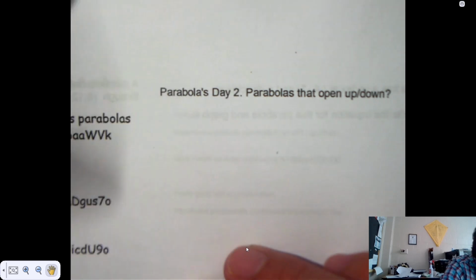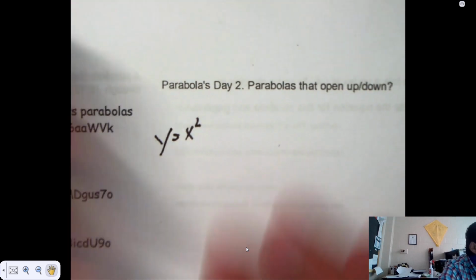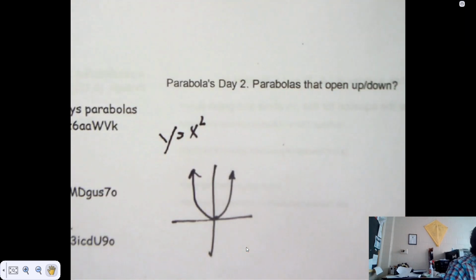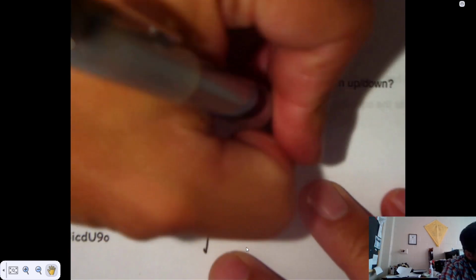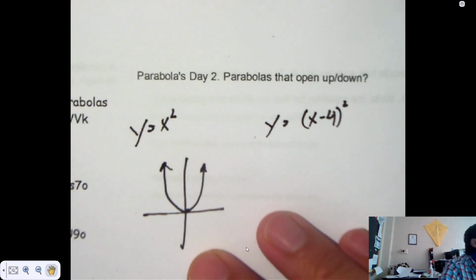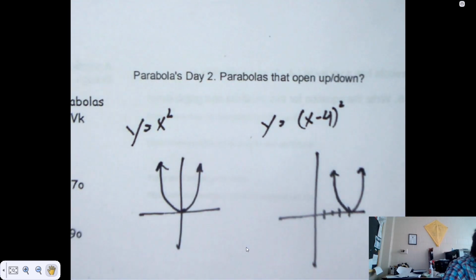This is day 2, parabolas that open up. When you were in Algebra 2, you did stuff like this, y equals x squared. I hope you remember doing that, because you did. Maybe a transformation happened. Maybe it was like x minus 4 squared. How's that shift a graph? Not to the left, to the right. Things in parentheses lie.